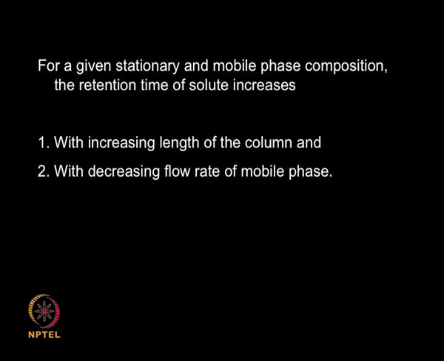So for a given stationary and mobile phase composition, the retention time of the solute increases with increasing length of the column. If I have a very long column, it will take much longer for the compound to come out. If I have a very short column, it will come out faster. Or the retention time of the solute increases if I decrease the flow rate of the mobile phase. That means if I reduce the flow rate, the compound will take much longer to come out, obvious, isn't it?